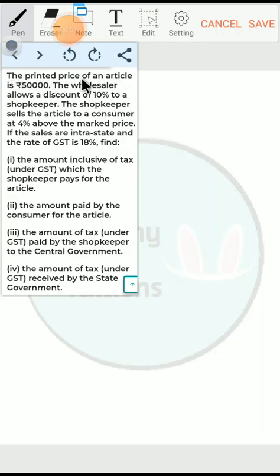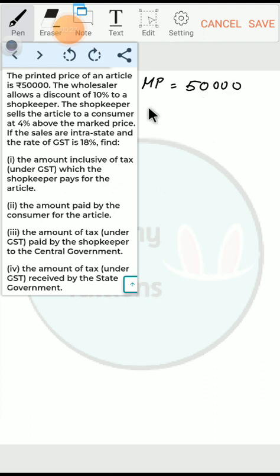The printed price of an article is 50,000. The wholesaler allows a discount of 10% to a shopkeeper. The shopkeeper sells the article to a consumer at 4% above the market price if the sales are intrastate and the rate of GST is 18%. Now from the given question we can say that the marked price here is 50,000.